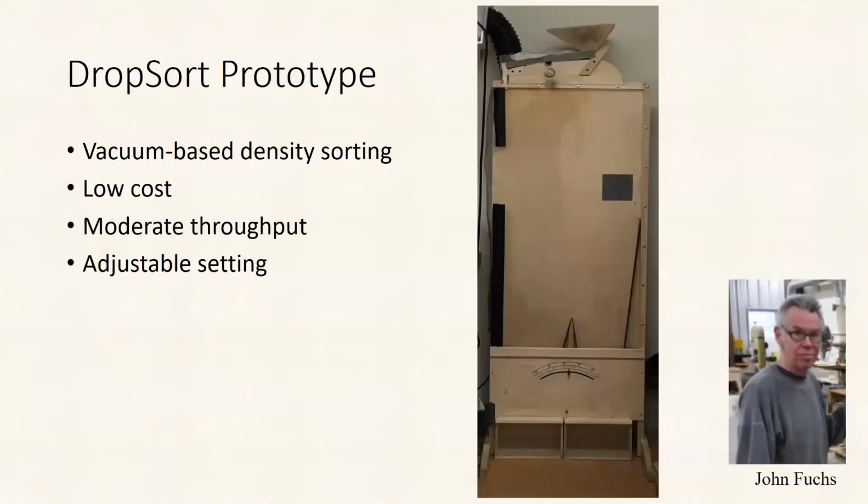And so in our lab, we've developed, with the help of a local inventor, John Fuchs, a density-based sorting device that we've termed the DropSort or DropStorm. And this device uses vacuum-based density sorting. So you can't see, but up here is a large fan that has a tube that connects to this hole here. And so it's providing suction through this plane. And then there are 2 bins at the bottom, left and right. The advantage of this compared to maybe a gravity table is that it's much cheaper. It still has okay throughput, and we can adjust it here.